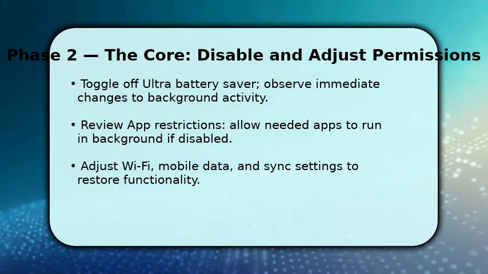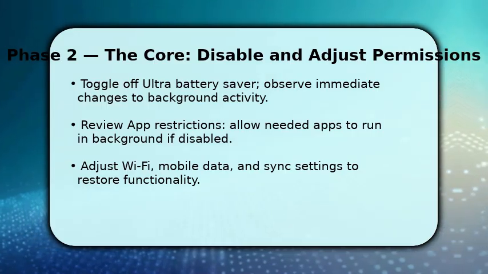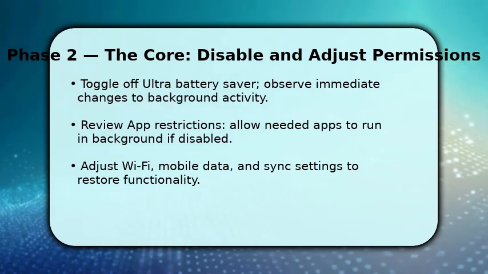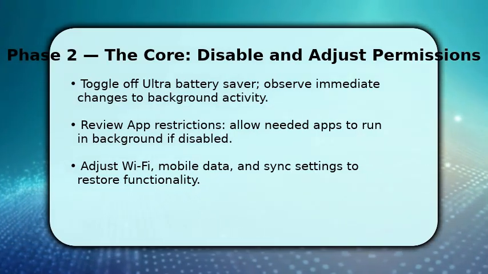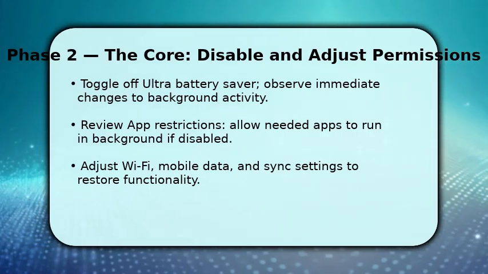Next, go into App Settings and verify any restricted apps. Grant background activity to those you need, because Ultra Mode often freezes push notifications and sync. Then, make sure Wi-Fi, mobile data, and sync are re-enabled if they were turned off. This sequence restores normal performance.